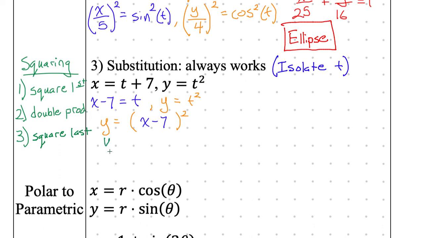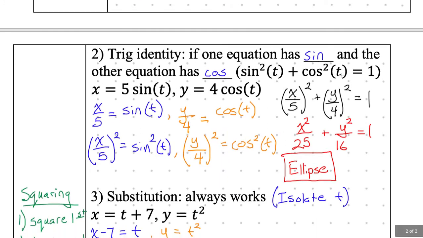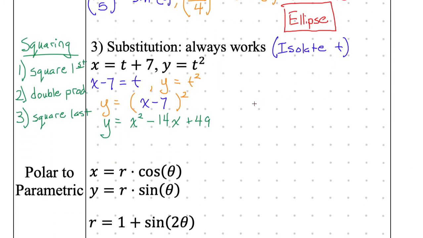So this is now going to read y is equal to square the first, x squared. Double the product. So what is the product of negative 7 and x? Well, that's negative 7x. Then double that. Negative 7x times 2 is negative 14x. And finally, square the last. Negative 7 squared is positive 49. And this is much clearer now. This is a quadratic because it's x squared minus 14x plus 49. That looks very similar to this form right here. So we're dealing with a parabola. So the answer here is a parabola.